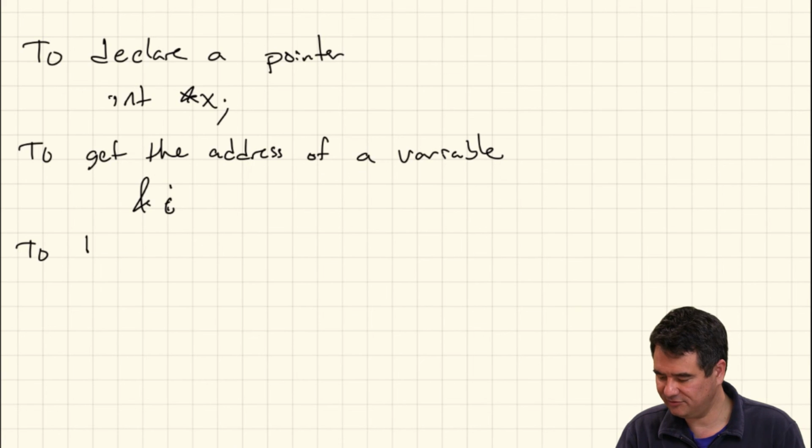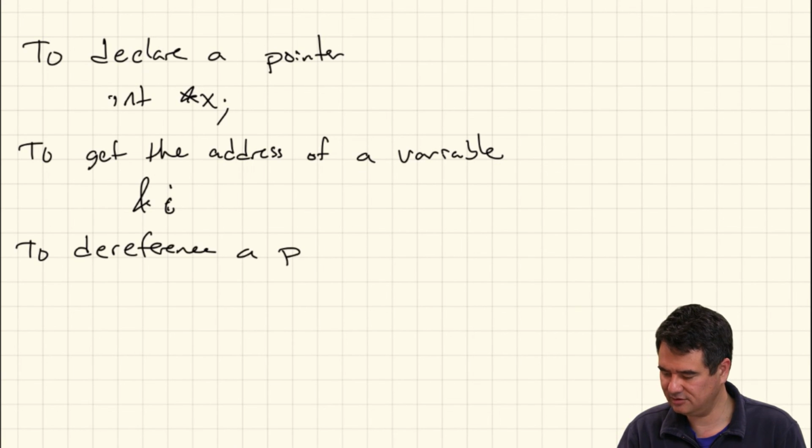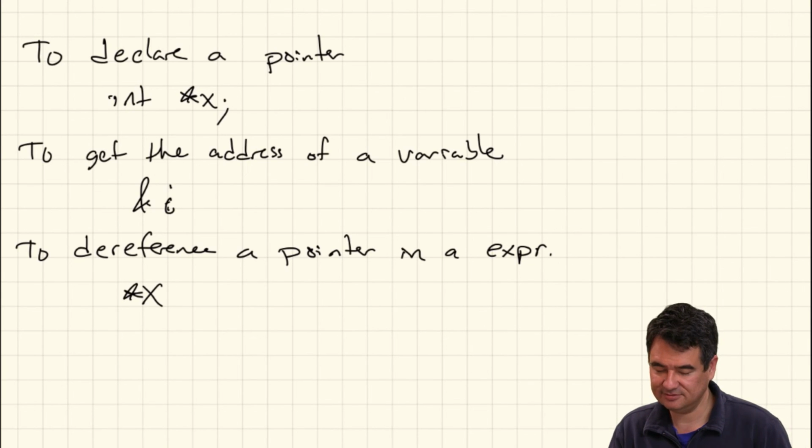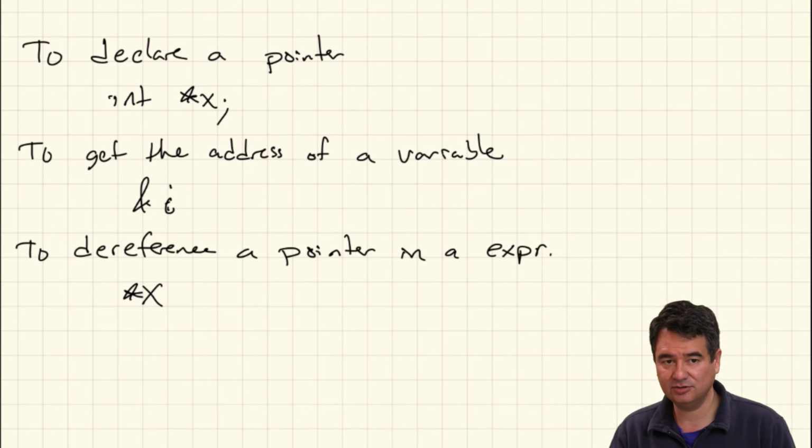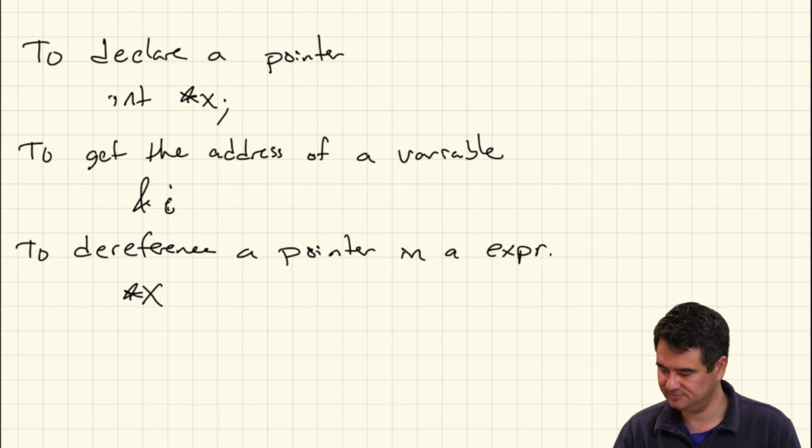To dereference a pointer in an expression, you say star x. And that means go to the memory location that x points to.